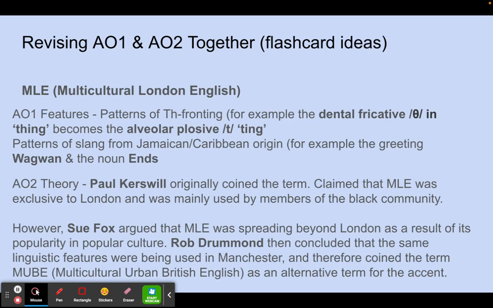Okay. Now, the last thing I'm going to do for this video is give you, I guess, an idea, a flashcard idea for revising both of the assessment objectives at the same time.